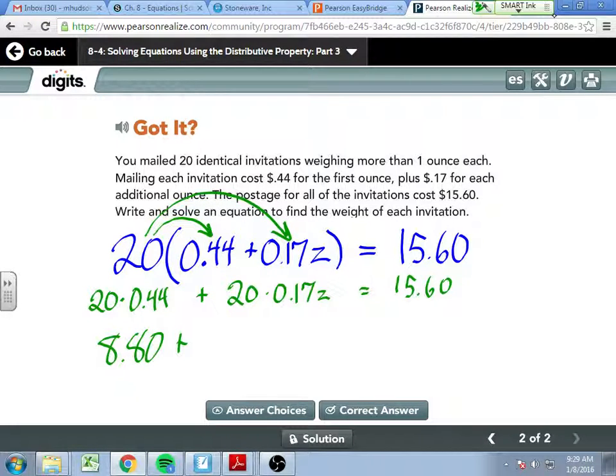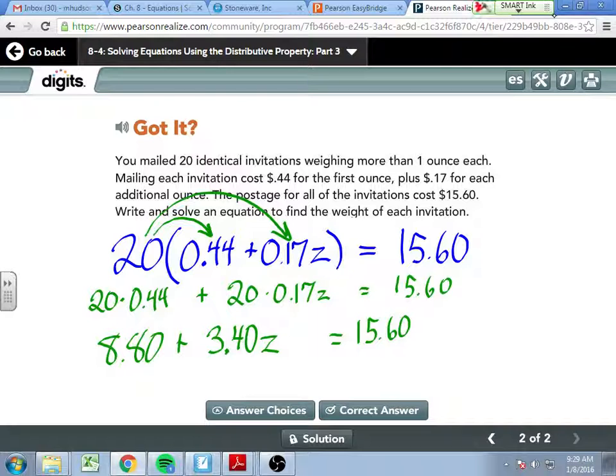Same thing here. If I move the decimal, that's times 10. So then double it. What's 17 doubled? 34. So instead of 34, though, it's 3.4Z. 3.40 because it's money, then times the Z. And that just equals my 1560.